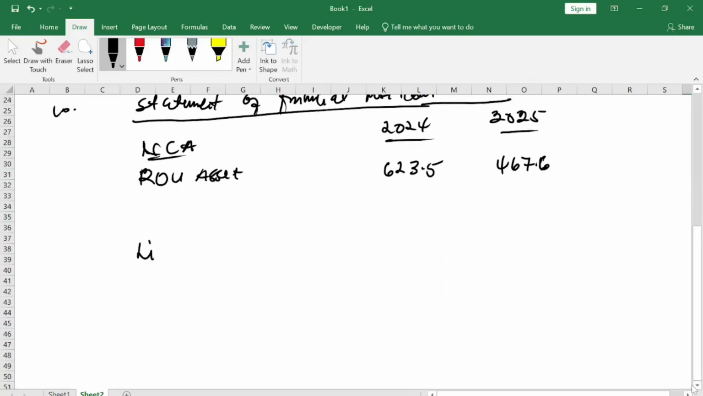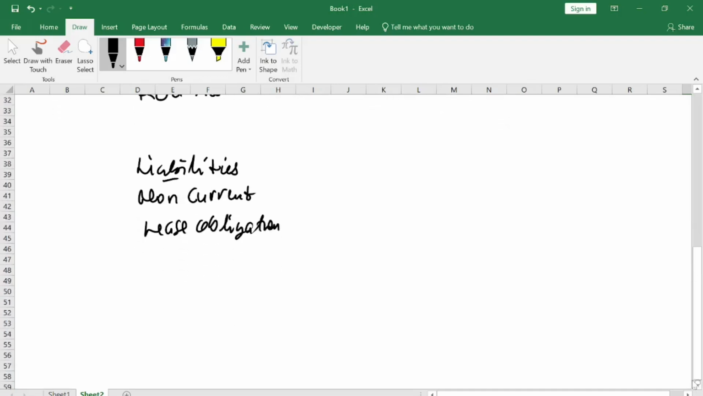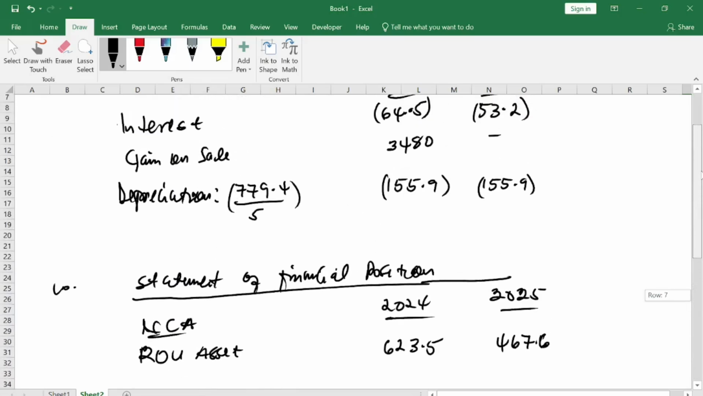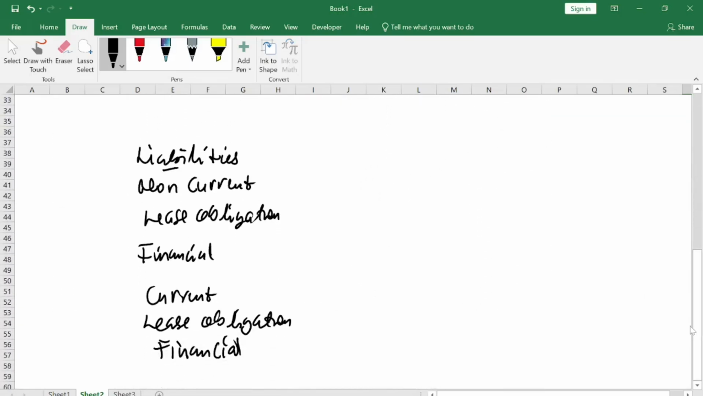Then we have to come to your liabilities. So you have your non-current liabilities, your non-current obligations. You have your lease obligation, then that's what you have for your financial liability. Then you come to your current: your lease obligation, and your financial liability. So here is your long-term obligation. All right, so let's look at the long-term liability.